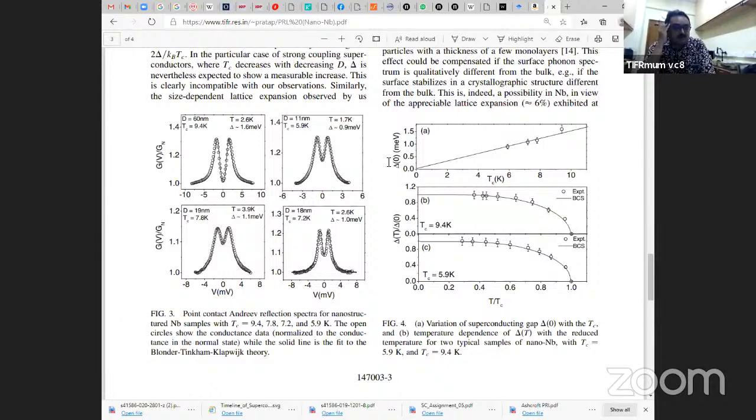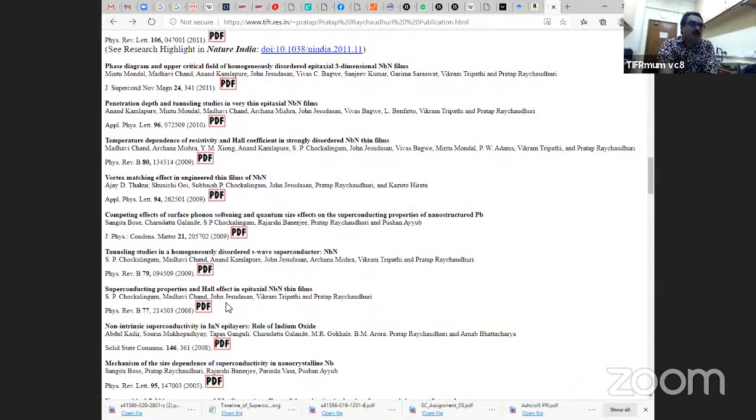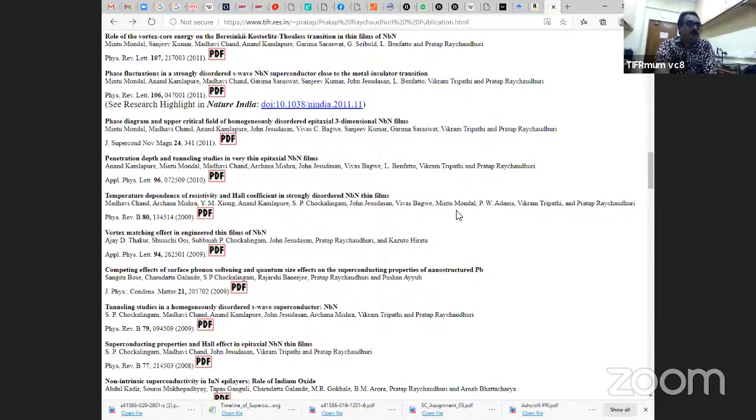That's quite easy to understand because your attractive pairing interaction is N0V. Now, in that particular energy interval, if you have smaller and smaller number of states, then effectively you have a depletion of the density of states. So N0V is decreasing and you gradually decrease TC. In fact, later on people have checked the Anderson criteria in many superconductors.